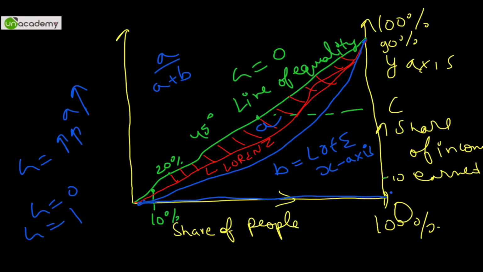So when it follows the x-axis completely, it means that all the people combined together are earning 0% of income share. Only one person is earning everything. So it means Gini coefficient is 1. So I hope you understand now.